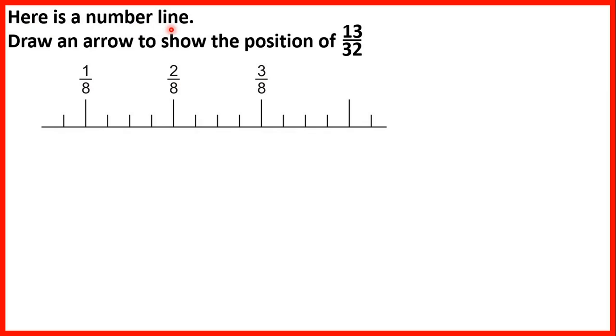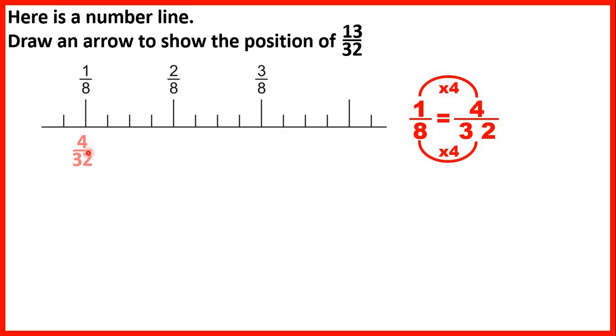Here is a number line. Draw an arrow to show the position of 13 over 32. So on our number line we have eighths, but we can find an equivalent fraction for a fraction with a denominator of 8 that has a denominator of 32, because 8 times 4 is 32, and if we do the same to the numerator, 1 times 4 is 4, so 1/8 is the same as 4 over 32.